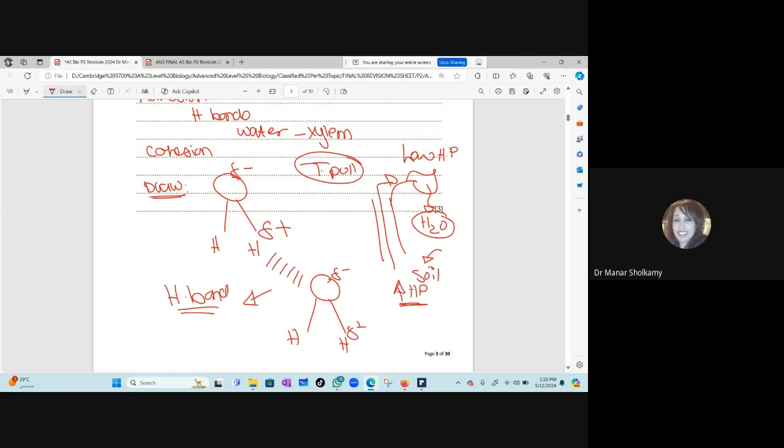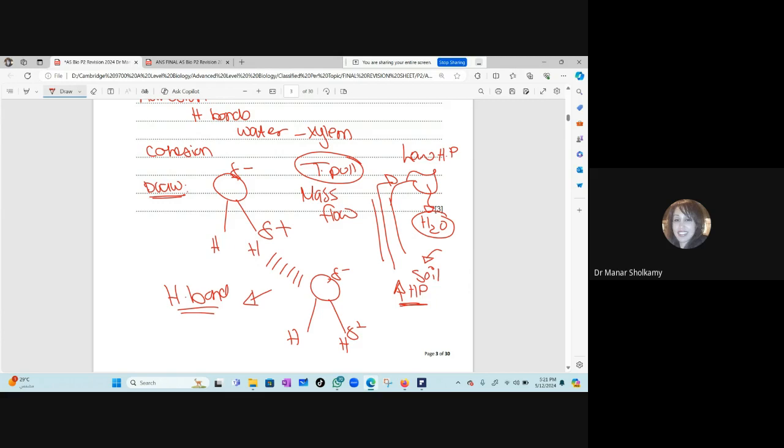Now, what is my question? There is a key term, a keyword that we mention here due to the movement of the water as one unit inside the xylem. It starts with the letter M. Mass. Mass flow. Yes.